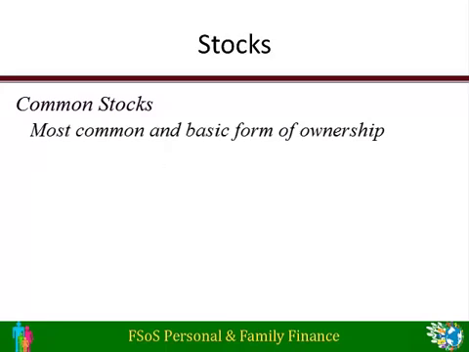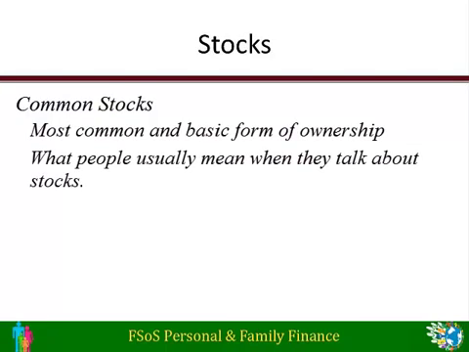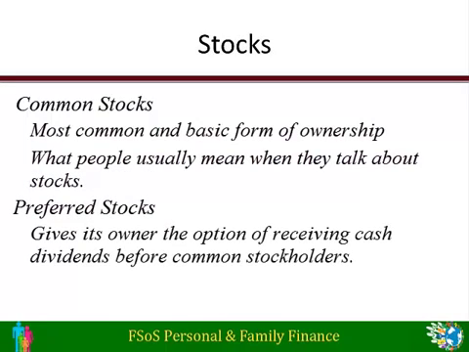Common stock is the most common and basic form of ownership. Common stocks are what people usually mean when they talk about stocks. Preferred stock is a bit unique in the sense that these stocks give the owner the option to receive cash dividends before the company distributes the dividend to the common stock owners.